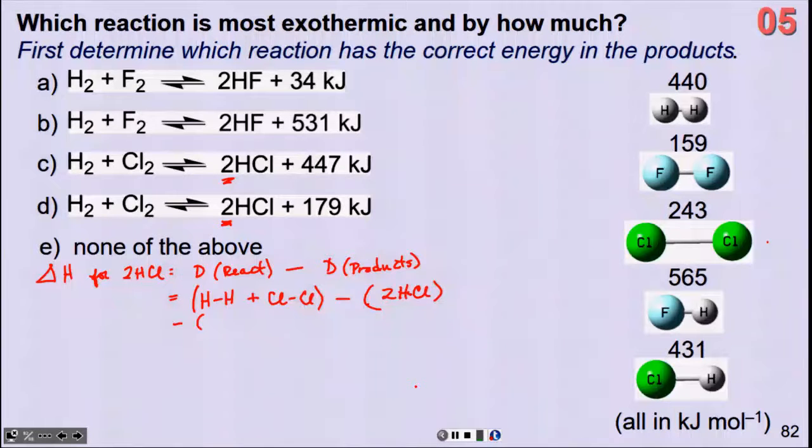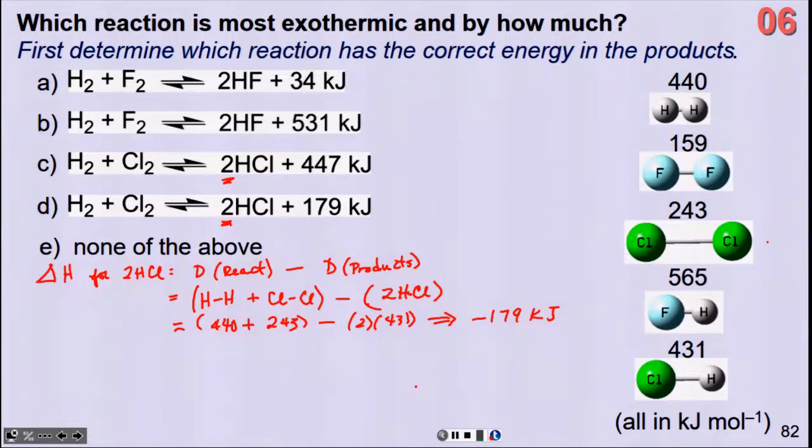So hydrogen is 440. Chlorine, we'll add that, is the 243. Subtract from that 2 times the HCl value, so hydrogen-chlorine bond, I'll put the number in this time, 431, and try not to run out of space. We will put this together, and we should get an answer, and in this, using these values, I get minus 179, close to the previous page, but they're slightly different bond energies reported in this particular example.